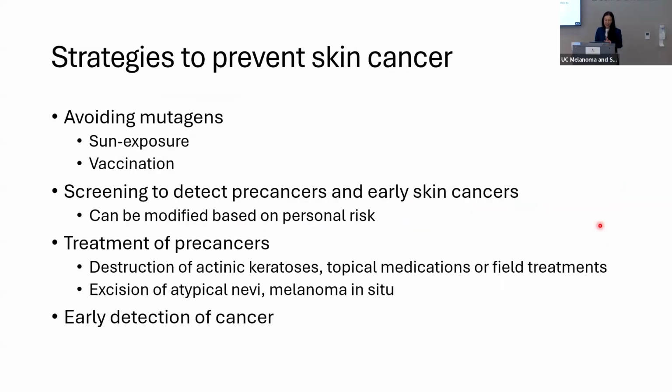So what are some strategies to prevent skin cancer? We want to avoid mutagens. I think everyone probably knows that sun exposure is not good for you. And not only is that seeking shade, using sun protective clothing or sunscreen, but we can think about societal methods to avoid sun exposure.